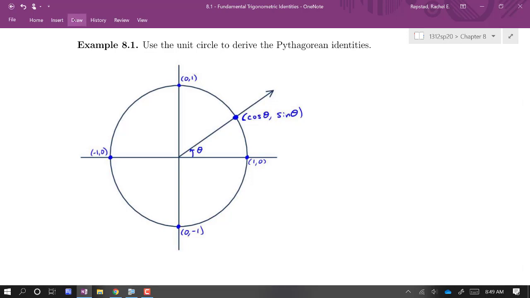So one of our favorite things to do in a plane is drop down a perpendicular. Now we have a nice right triangle. And so if we look at the legs of this triangle, this length along the bottom has to be the same as cosine theta. It has to be the same as that x coordinate. And this length has to be the same as the y coordinate, so that is sine theta. Moreover, this is a unit circle. It is a circle of radius 1, and that means this hypotenuse is equal to 1.